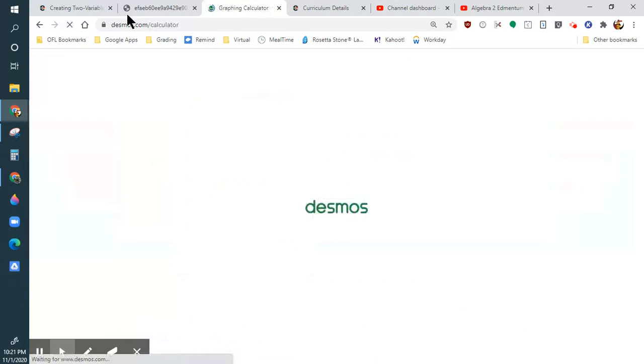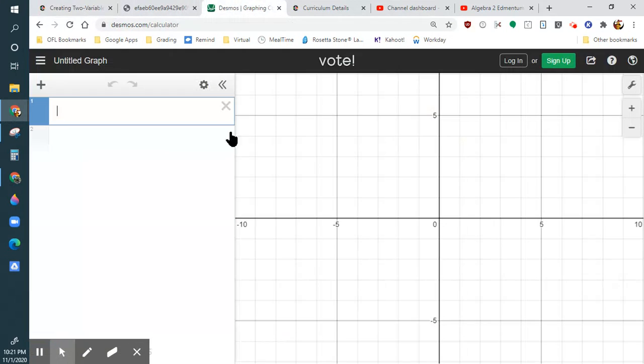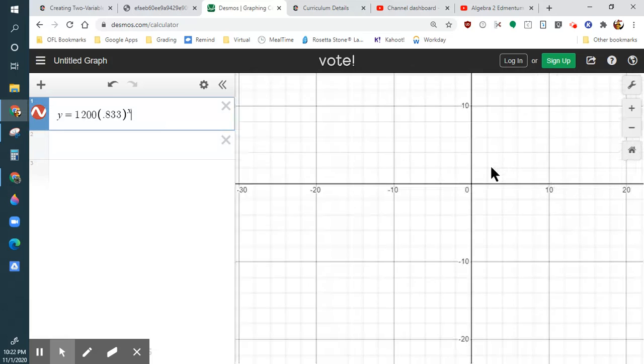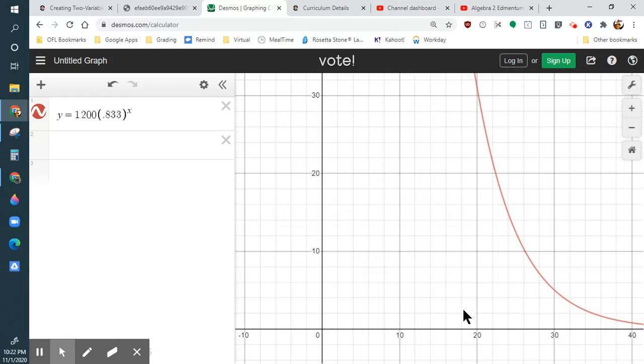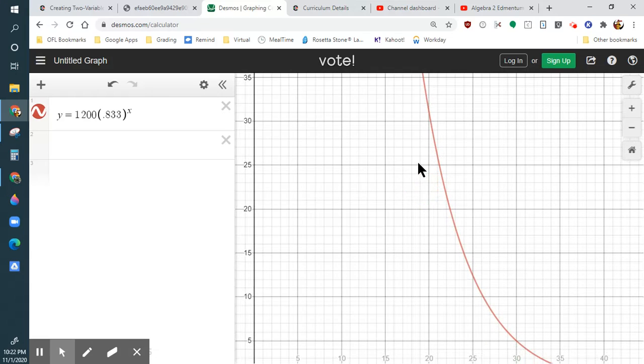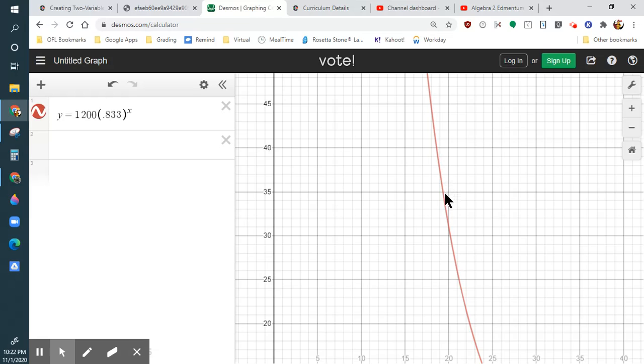So here we're going to go to Math Tools, Graphing Calculator. And I'm going to do y equals 1,000 times 3 to the exponent x, and we're going to zoom out a lot, and we're going to see 19. So what we want to do is, each one of these squares, so this is 20, so 19 is right around here.